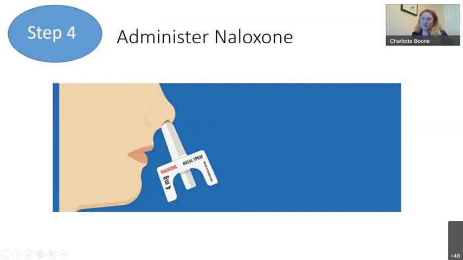So shown in the photo here is how the nasal spray actually goes into the nose. Each nasal spray delivers 1 dose. And Daryl has just posted a training video into the chat. It'll also be at the end of the slides, which actually goes through exactly how to administer the naloxone, both the nasal spray as well as the injection formulation.